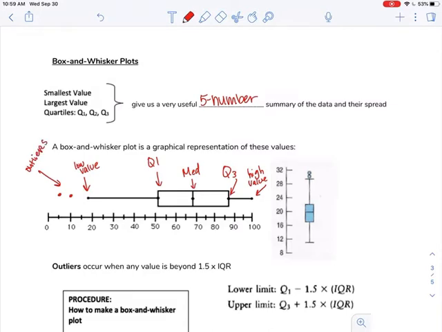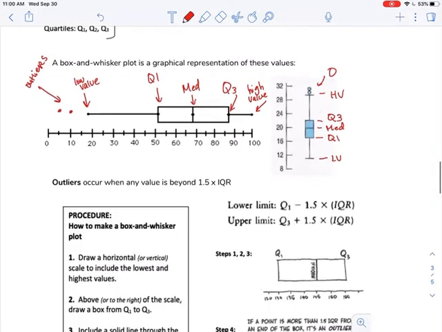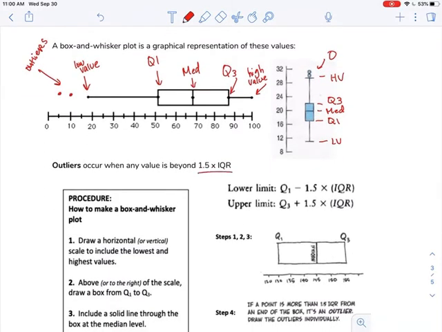And then we can also display a box and whisker plot vertically. All right, same thing. Here's your least value, your quartile 1, your median, quartile 3, your high value, and then your outliers. So outliers occur when any value is beyond 1.5 times the IQR, all right? So that's how you would figure out if a number would be an outlier for your data.